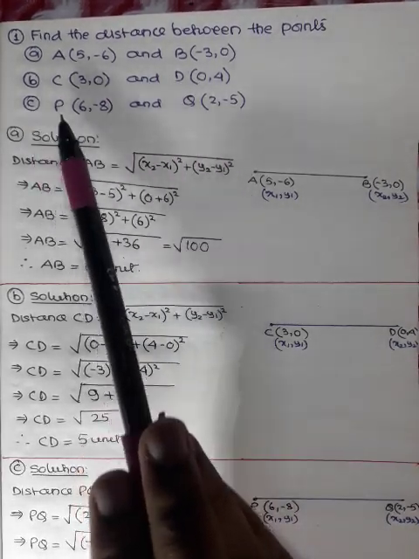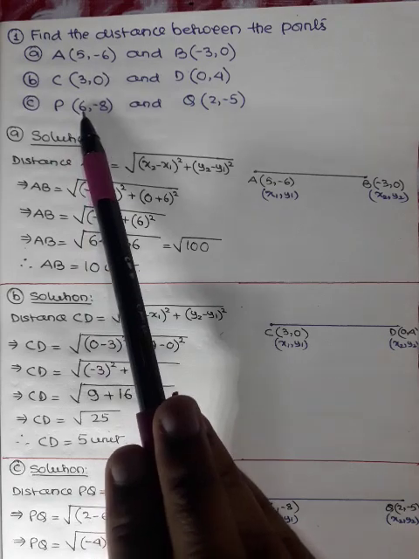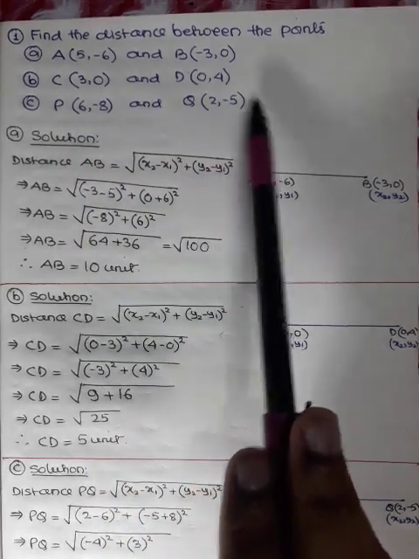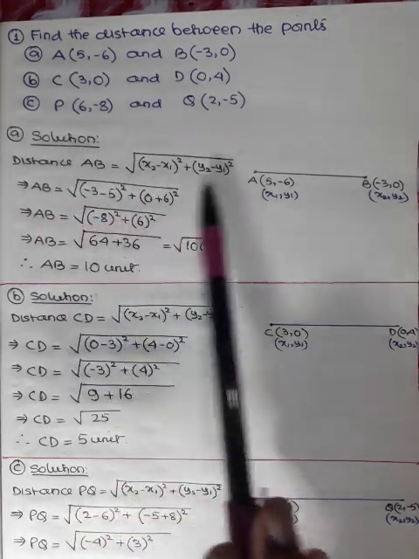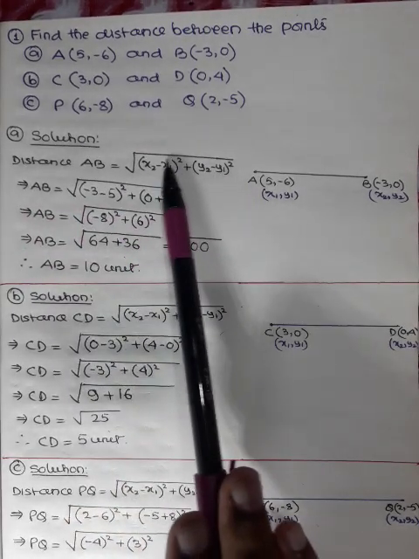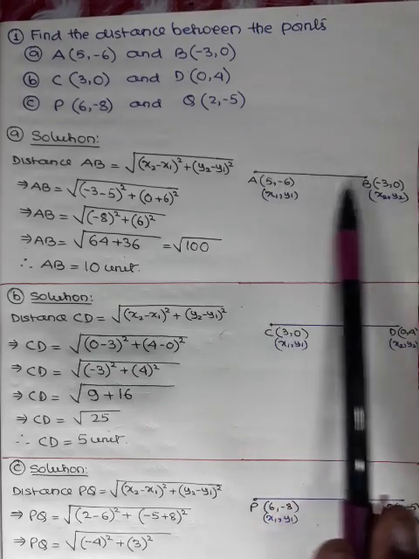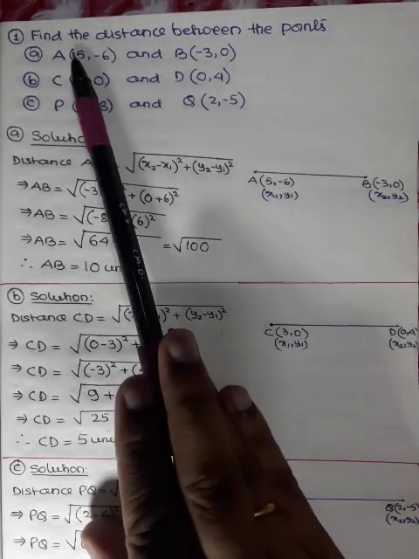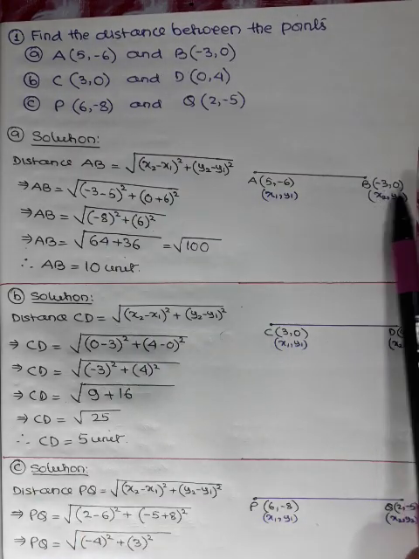Again for C, P is 6 comma minus 8 and Q is 2 comma minus 5. Now in the solution part, you can see we have just discussed the distance formula. So you can see I have drawn the figure like this. A is 5 comma minus 6, and B is minus 3 comma 0.